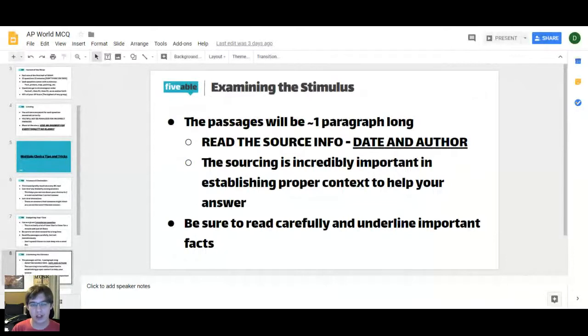So if you get a question on the Middle Ages and you see an answer that says the rise of the Roman Empire, would that be the right answer? Yes or no? All right, so let's look at some of these questions.